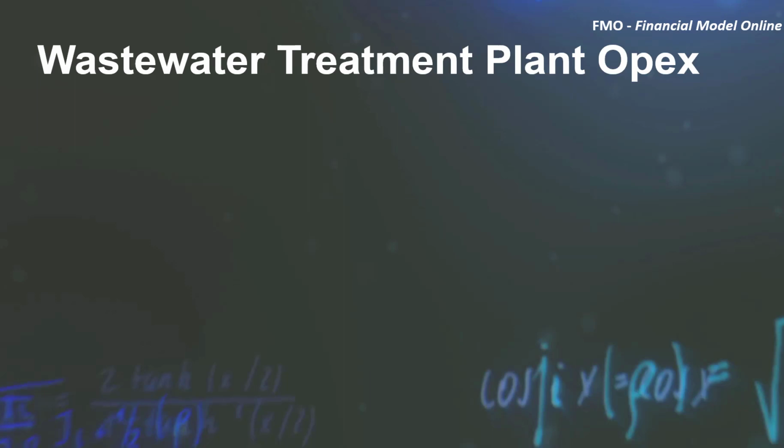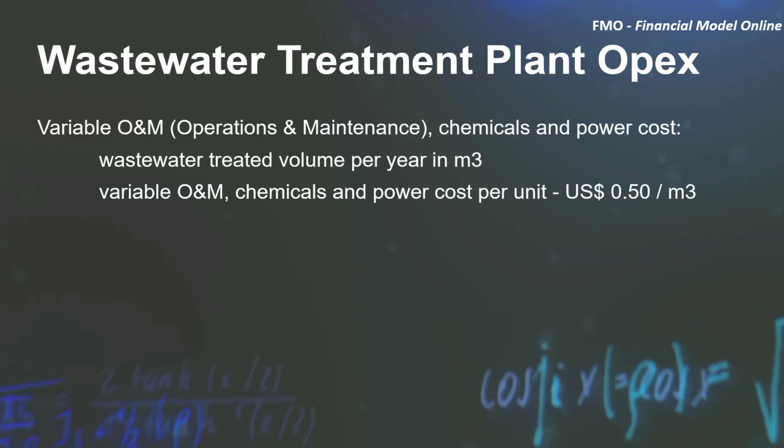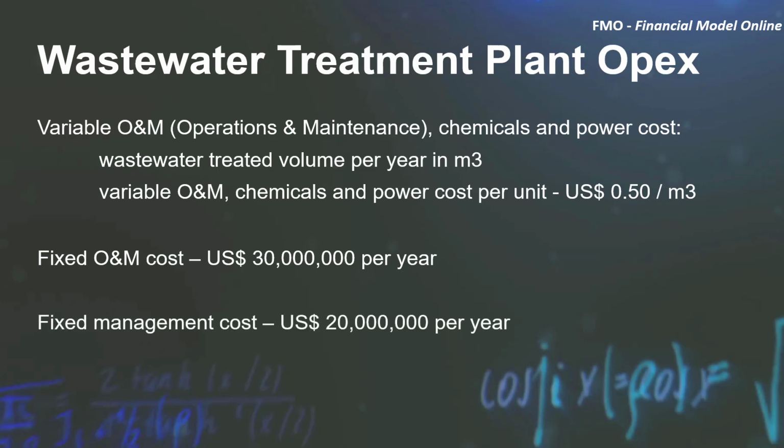The wastewater treatment plant operating cost consists of three types of operating costs: the variable O&M, chemicals, and power cost, which will depend on the wastewater treated volume, and the variable cost per unit of 50 cents per cubic meter. Then we have the fixed O&M cost, which is 30 million per year, and fixed management cost of 20 million per year.